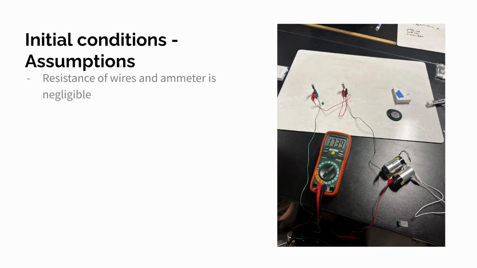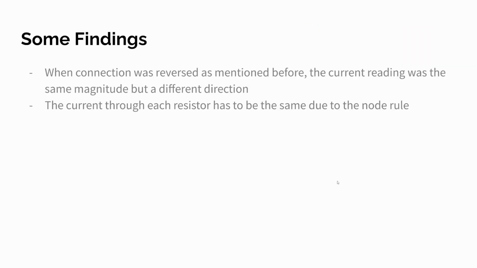Some initial conditions were that we said that the resistance of the wires and the ammeter is negligible. We also assume that the current is consistent throughout the series circuit. Some findings we had were that when the connection was reversed, the reading was the same magnitude but in a different direction, and the current through each resistor has to be the same due to the node rule.